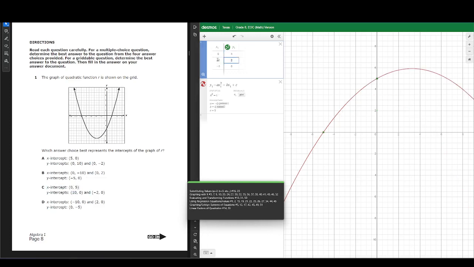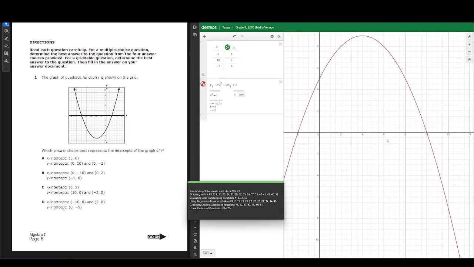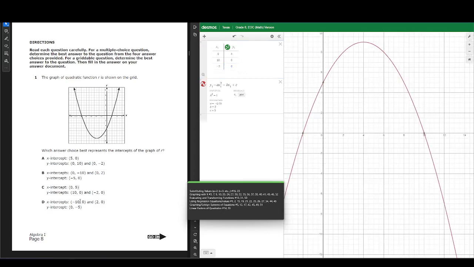And I'll show you how this one tricks you: these numbers actually do make the correct parabola. It goes through all 3 points, but it reversed what it's calling the x and y intercepts relative to d, which is the actual correct answer. So it can help a lot.